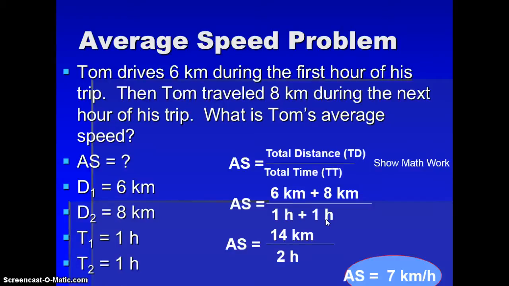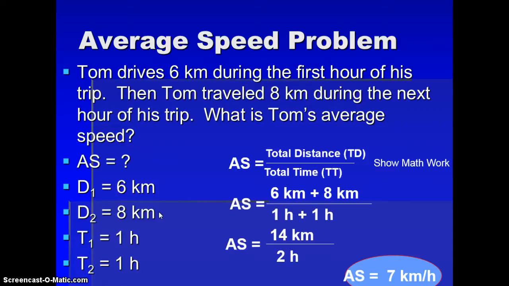Then we plug in our equation, which is this right here. Average speed is total distance, you can abbreviate TD, divided by total time, TT. Now plug in all your information. What was the first distance he traveled? Well, that's going to be labeled D1. That is 6 kilometers. What is the second distance he traveled? Well, that was 8 kilometers. So put D2 equals 8 kilometers.